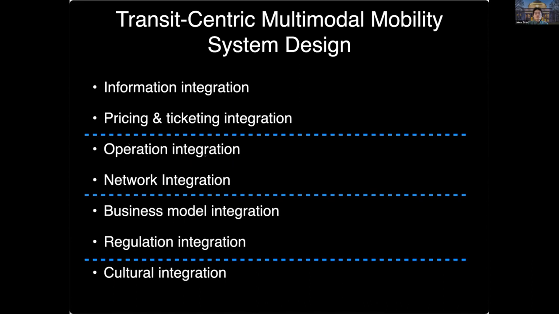Then there's operation integration: how can the SUV service be coordinated with, for example, train and highway control? Then network integration. Beyond that, there's some more high-level discussion on business model integration and regulation integration, even cultural integration. Let me try to give some examples in a minute.